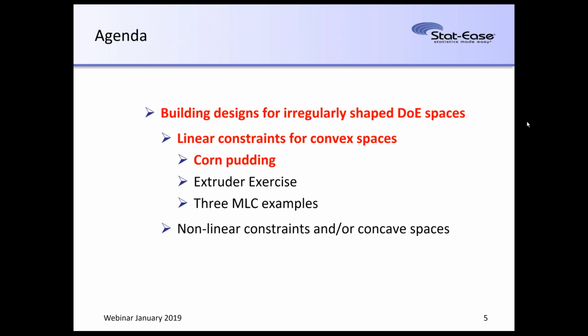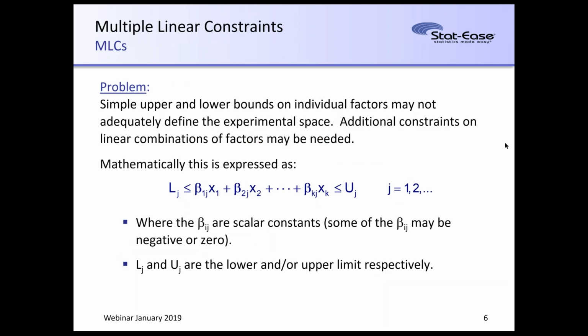So to illustrate this problem, I'm going to use a simple example of making corn pudding. The problem we're trying to address is that when we have just upper and lower bounds on the individual factors, they define a cuboidal space, and additional constraints may be needed if some of the points within that space would result in failures or are possibly impossible to run.